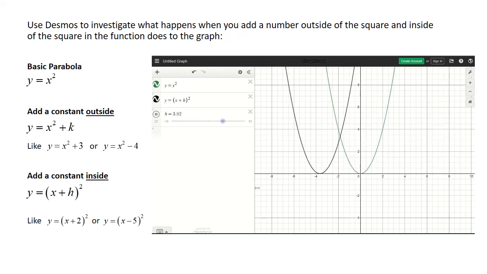So adding something on the inside of the square for the parabola actually doesn't affect the width or where the graph is up and down. It purely affects where it is left or right, and in the opposite direction of the sign that you actually see directly in the equation.